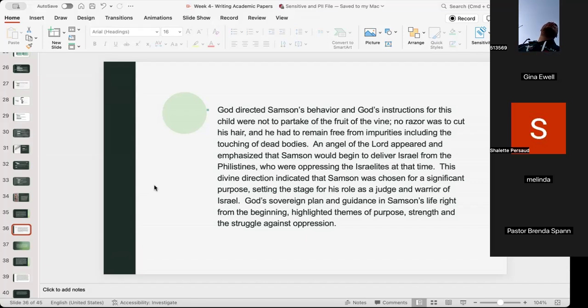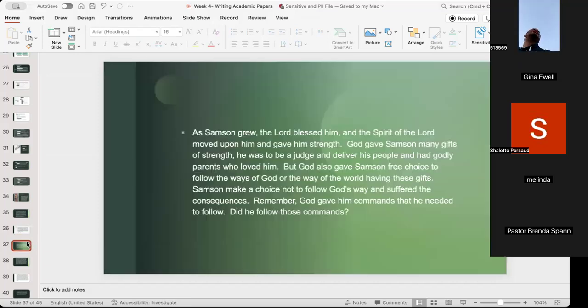God's sovereign plan and guidance in Samson's life, right from the beginning, highlighted themes of purpose, strength, and the struggle against oppression. As Samson grew, the Lord blessed him, and the Spirit of the Lord moved upon him and gave him strength. God gave Samson many gifts of strength.